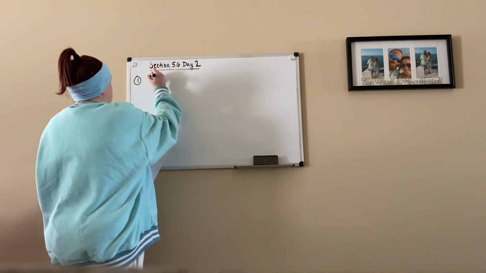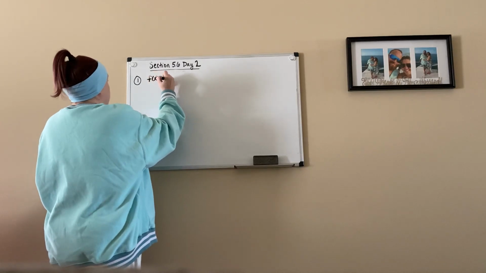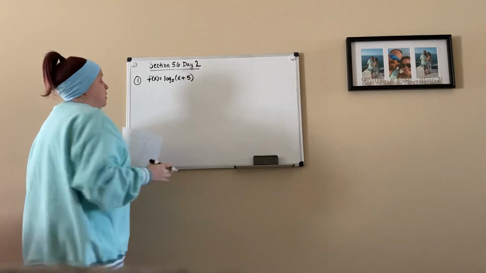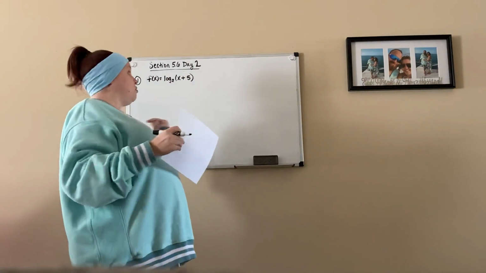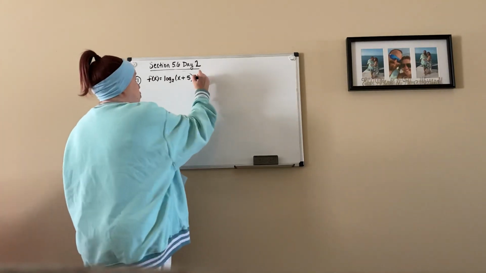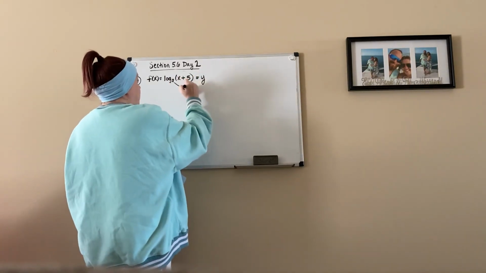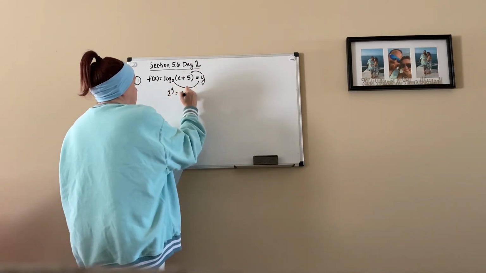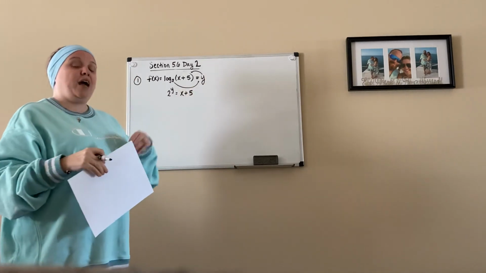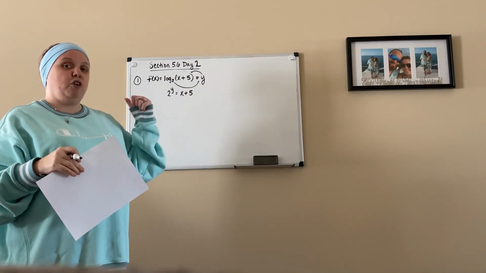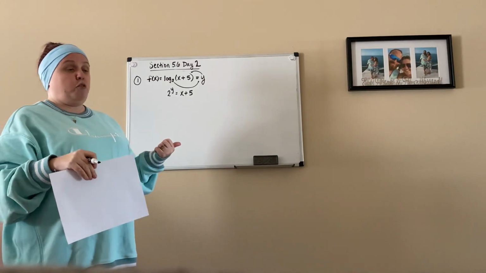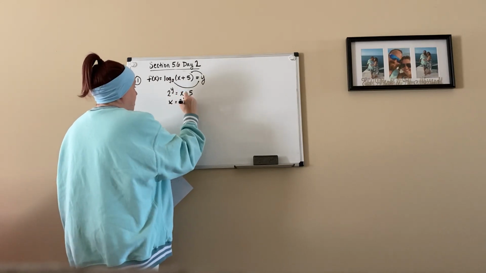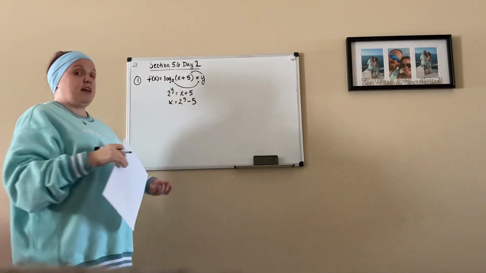So our number one problem is f of x equals log base 2 of x plus 5. So let's review graphing a logarithm. To graph a logarithm, what we did was we set it equal to y, and we went around the circle. So this would be 2 to the y equals x plus 5. Once we had that, we had to subtract the 5 over because we had to have the x by itself. So if I subtract the 5 over, I would get x equals 2 to the y minus 5. x had to be alone.